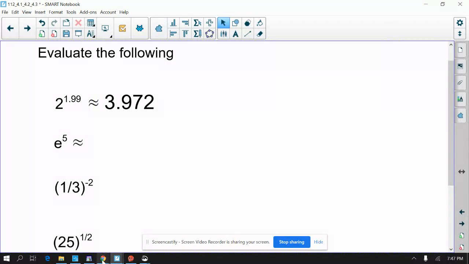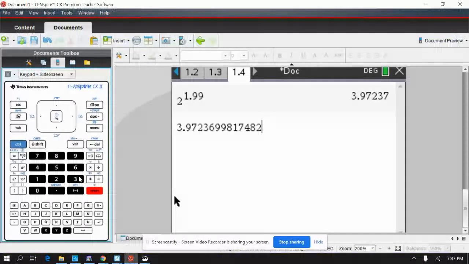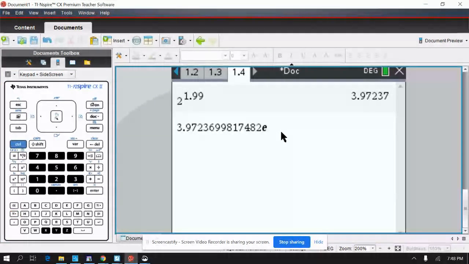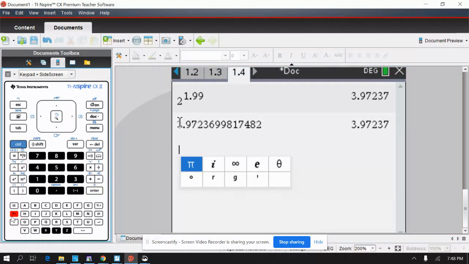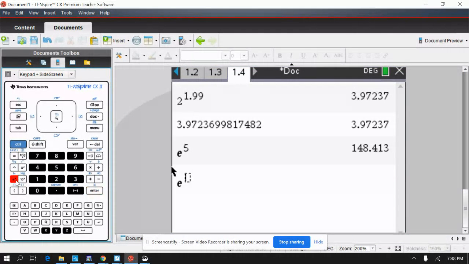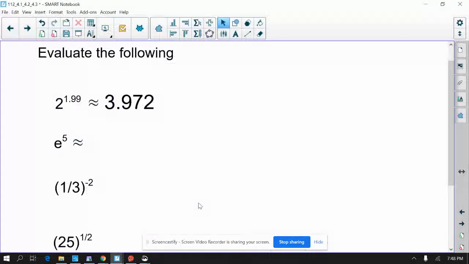What is e to the 5th? E is a number. It is between 2 and 3. At one point, you were E years old. And in the Inspire, under this pi button, it has a bunch of what they call transcendental and irrational numbers. And we need E raised to the 5th power. There's a shortcut right here. E to the x. So E is 2.7. It's a little bit bigger than 2.7. And if you take that number raised to the 5th power, you get 148.413.